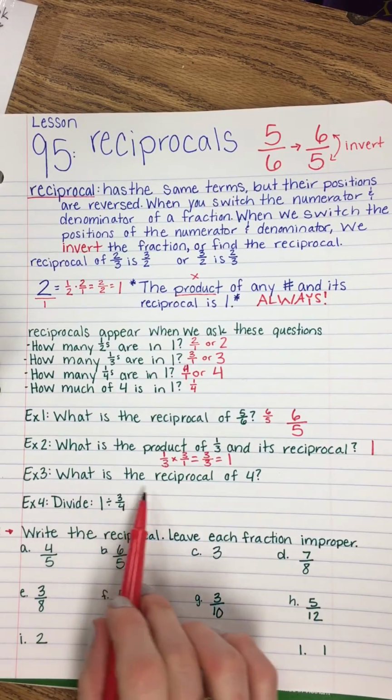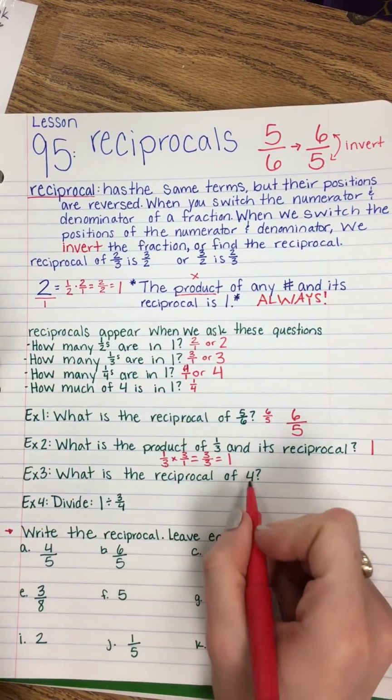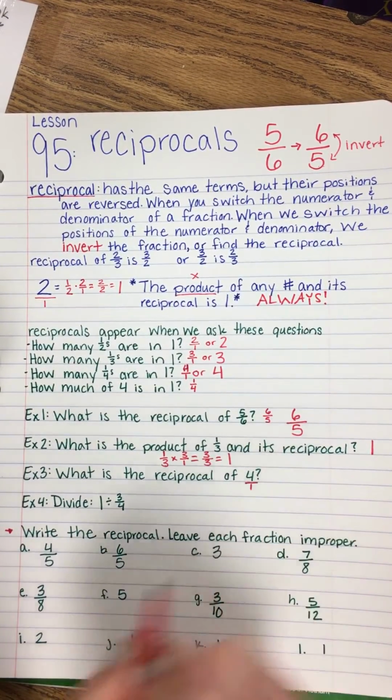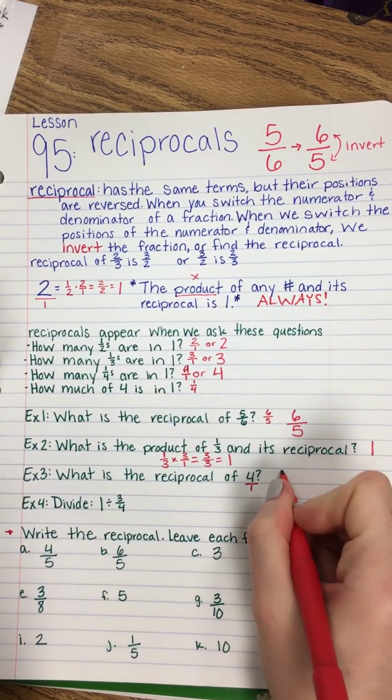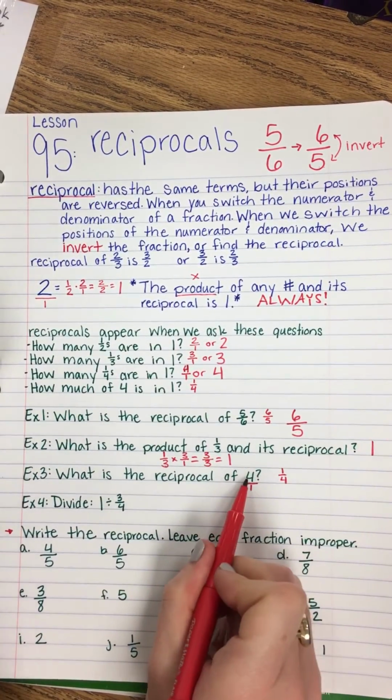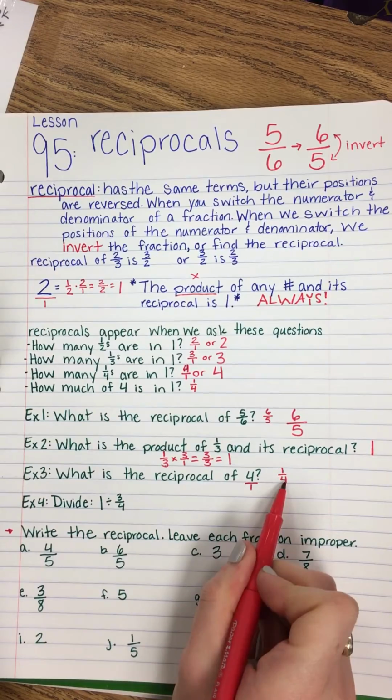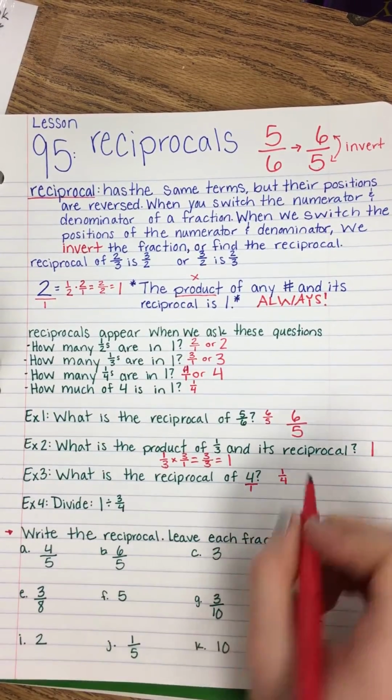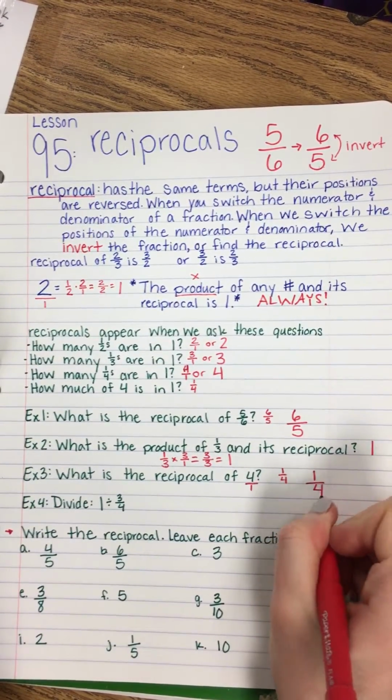Example 3, what is the reciprocal of 4? Well, we remember that 4 has an imaginary 1 on the bottom, so the reciprocal of 4 is 1/4, because we're just going to make this whole number the denominator and then add the 1 on top. Oh, am I writing that too small? 1/4. There you go.